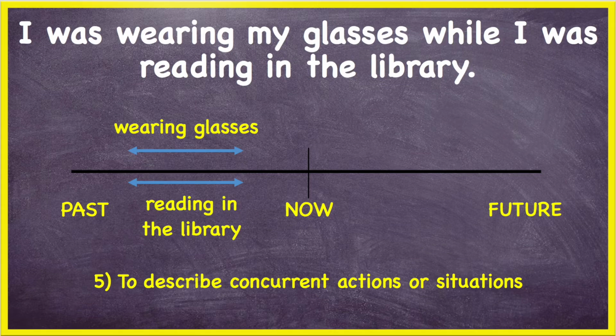The fifth use is to describe concurrent actions or situations, right? Two actions or situations that were happening at the same time in the past. So the words while, when and as can connect two past continuous clauses in order to describe this situation. And the example sentence we have here is, I was wearing my glasses while I was reading in the library. All right, so another great use, actually.